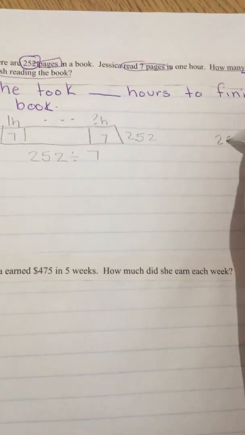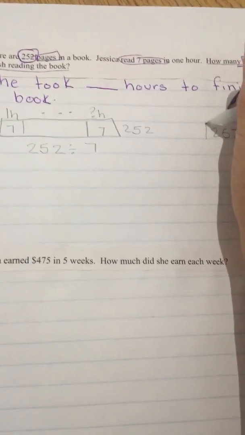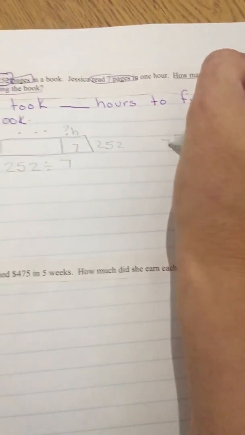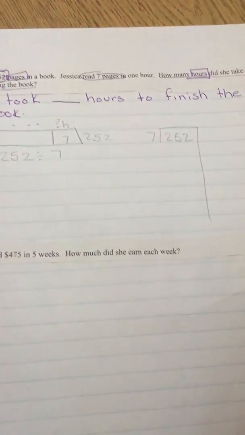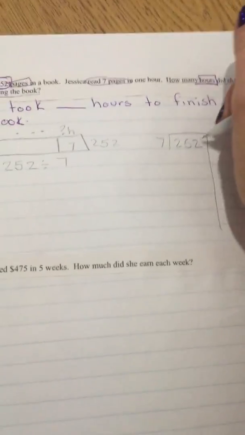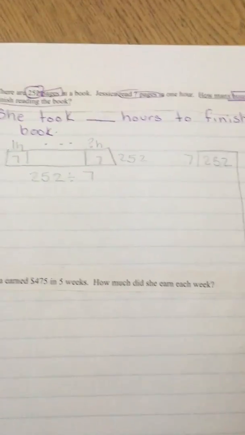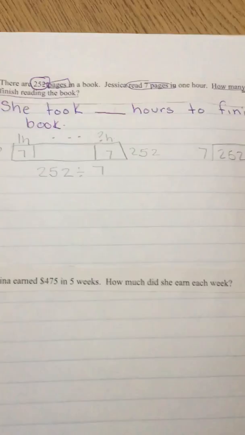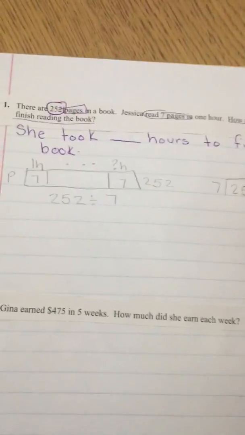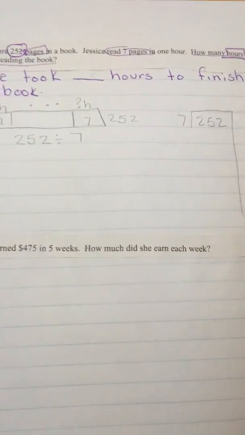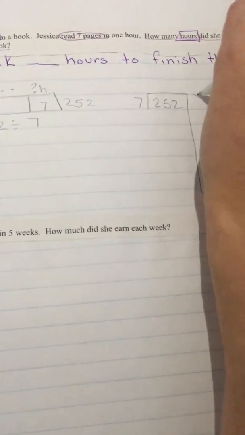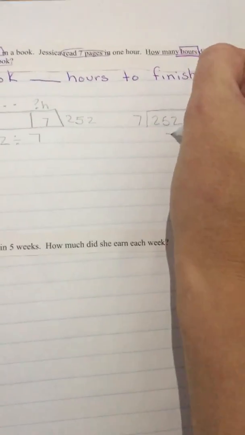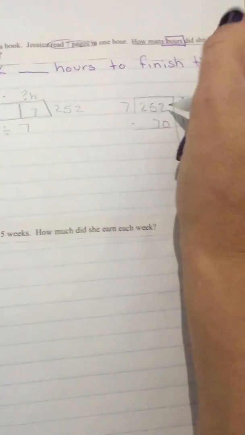So I'm going to put my dividend inside my house and my divisor outside my house. And then I'm going to make my house an apartment. I see that it's a 3-digit number, but I know that 700 is going to be too much. So I'm only going to work with the factors 10, 5, and 2. My first factor pair is going to be 7 times 10 equals a product of 70.